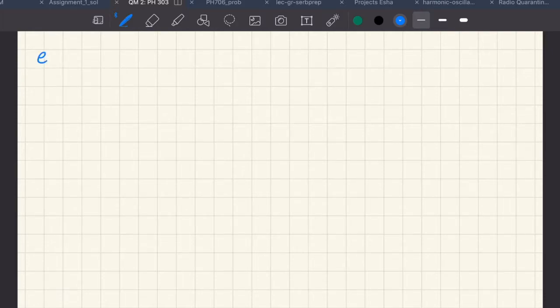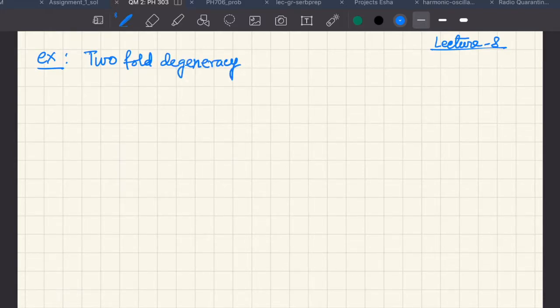So, this is our 8th lecture, and as an example we are going to discuss twofold degeneracy. We have already discussed such, but now we are going to discuss it and then generalize it. So what do I mean by twofold degeneracy? By now it's already known to you.